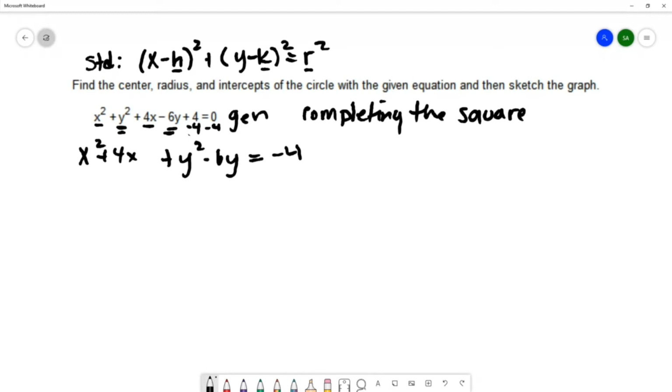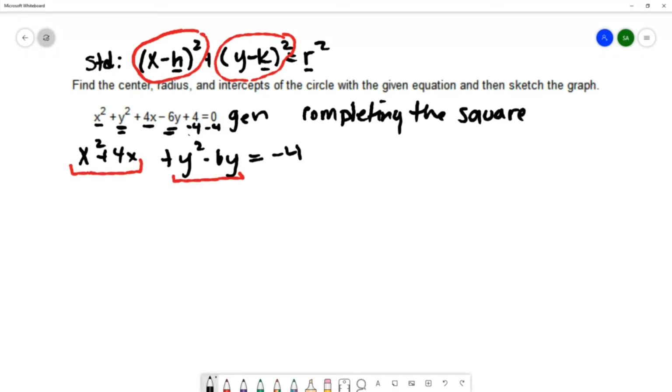And then we focus on each group individually. We focus on the x group, and we focus on the y group. And what we want to do is come up with what I like to call the magic number. The magic number is what's going to make this work out. It's what's going to make our x group turn into (x minus h) squared, and the y group turn into (y minus k) squared. That's why it's called completing the square. That magic number is what allows you to factor this so that it's a perfect square.